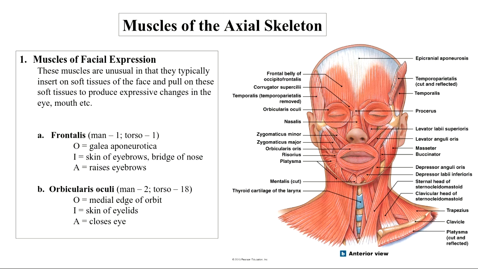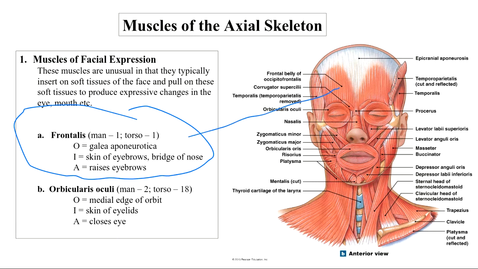The muscles, you guys know the drill here. You need to be able to identify the muscle, right, on these pictures, and then also give me origin, insertion, and action. So for instance, the first one is the frontalis, which is this muscle right here, right? It's the one that sort of attaches to your forehead and to your eyebrows and raises your eyebrows, essentially. And so that's the first one.